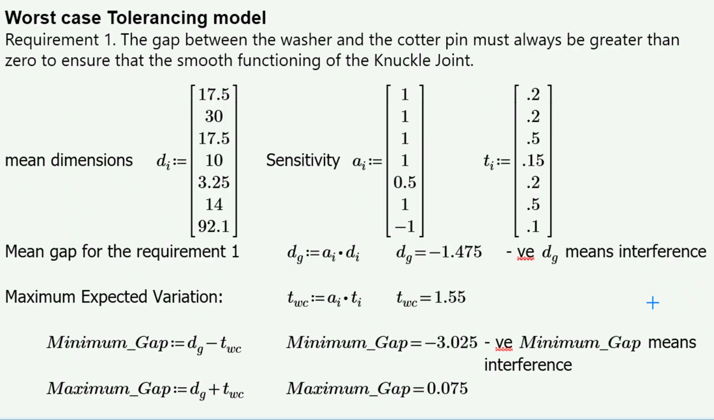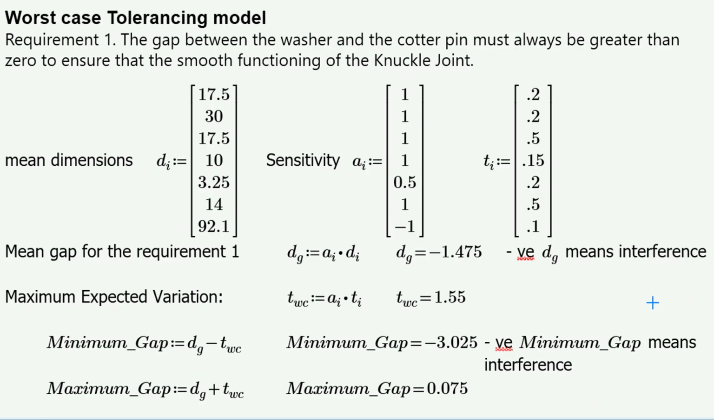In the worst case tolerancing model, first we have defined the requirement. That means the gap between the washer and the cotter pin must always be greater than 0, so that we can assemble all the parts together without any problem. So first we are taking the mean dimensions from the previous slide, the sensitivity factors and the mean tolerances. These are all the mean tolerances.